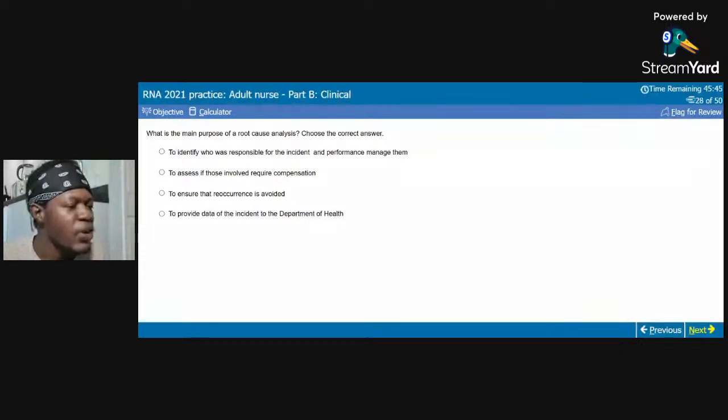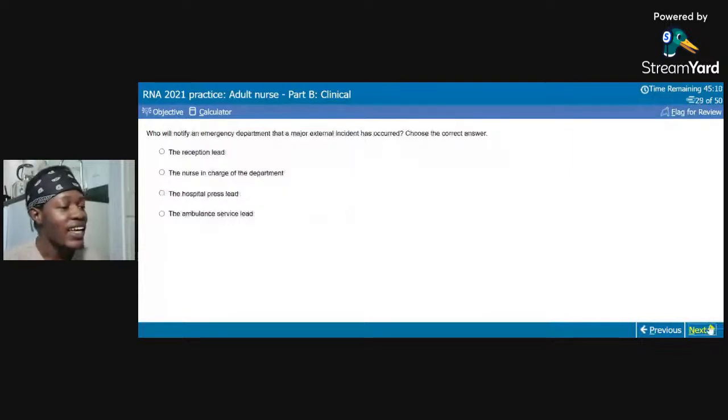Our option A says to identify who was responsible for the incident and performance manage them. B says to assess if those involved require compensation. C, to ensure that reoccurrence is avoided. D, to provide data. I would choose to ensure that reoccurrence is avoided, based on the analogy that I just gave.